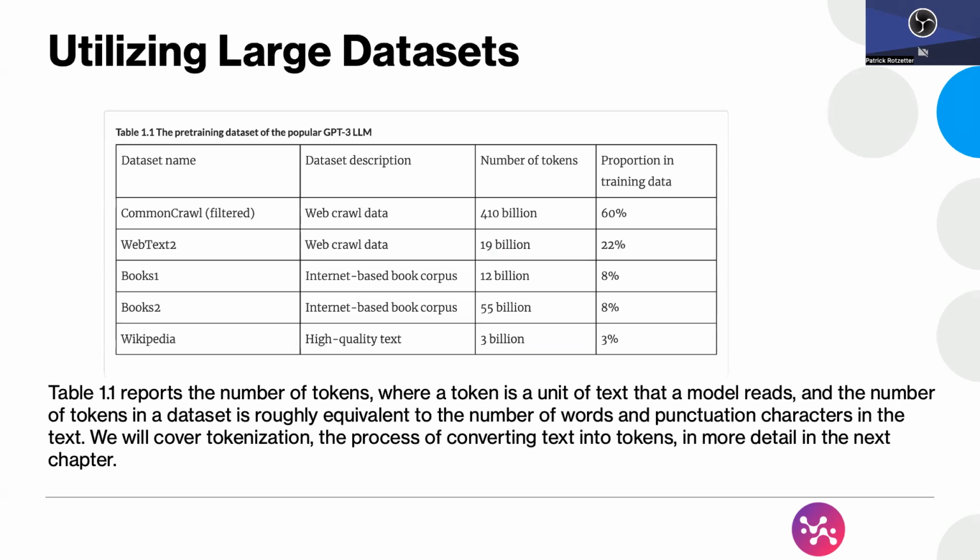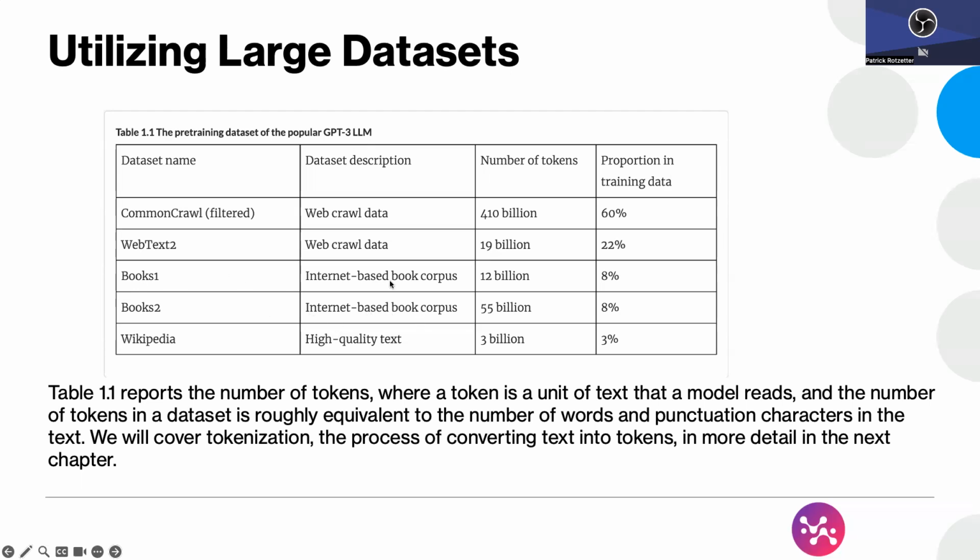Now, it's quite interesting to see how GPT-3 in this case was trained. Here you can see that GPT-3 was trained on a number of data sets like Common Crawl and WebText2, and the number of tokens in these data sets is quite impressive. For example, in Common Crawl you have 400 billion tokens. It looks like GPT-3 has been trained with 60% of training data coming from Common Crawl, then 22% of web text, 8% of books, and so on and so forth.